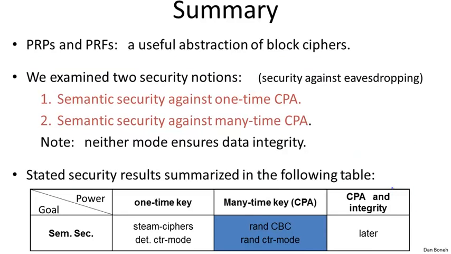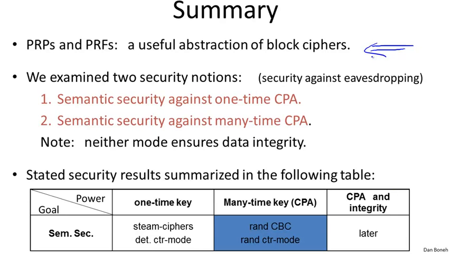Okay, so this concludes our discussion of chosen plaintext security. I wanted to just quickly summarize and remind you that we're going to be using these PRP and PRF abstractions of block ciphers throughout. This is actually the correct way of thinking of block ciphers, and so we'll always think of them as either pseudo-random permutations or pseudo-random functions.